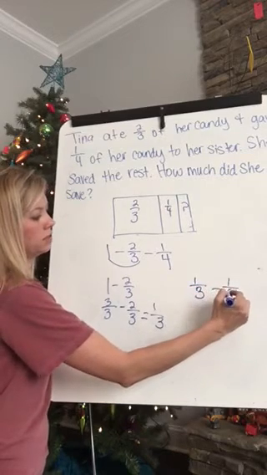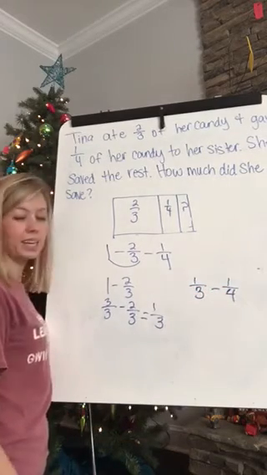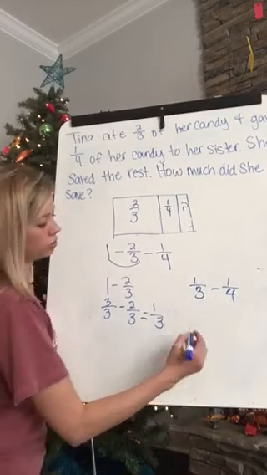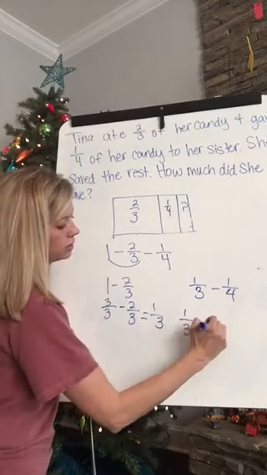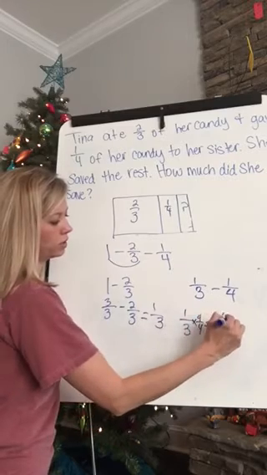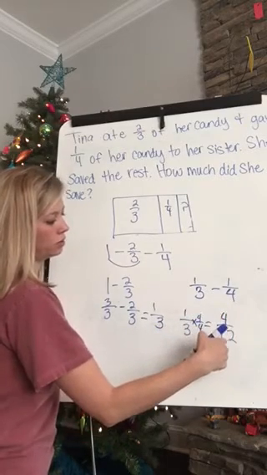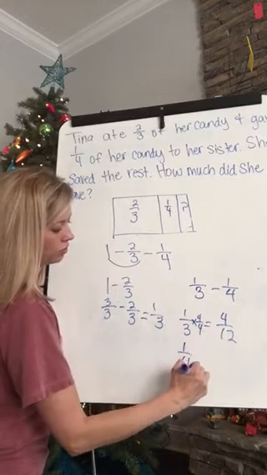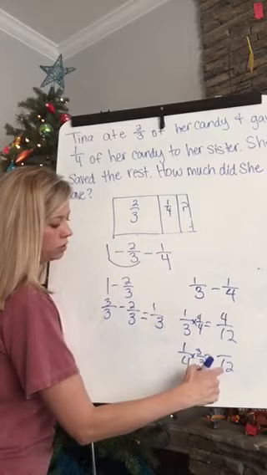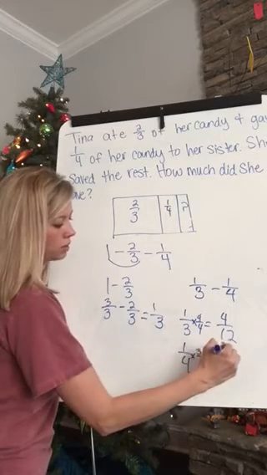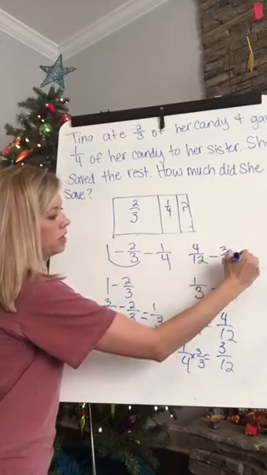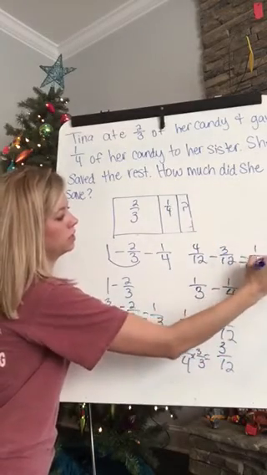1/3 minus 1/4. Obviously, I cannot subtract that. We have different denominators. So we know we're going to use 12. So to get 1/3 to equal 12, I'm going to say times 4 over 4. So 1 times 4 is 4. So 1/3 equals 4/12. And then to get 1/4 to equal 12, I'm going to say times 3 over 3. Because 4 times 3 is 12. 1 times 3 is 3. So now I have 4/12 minus 3/12. And I'm left with 1/12.